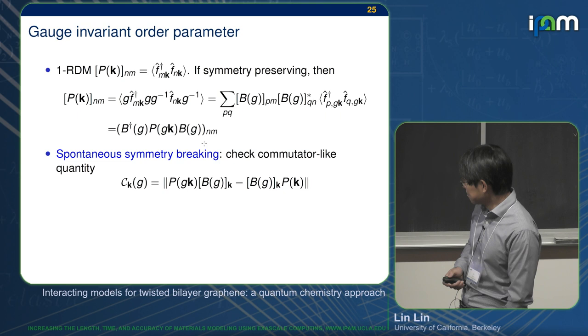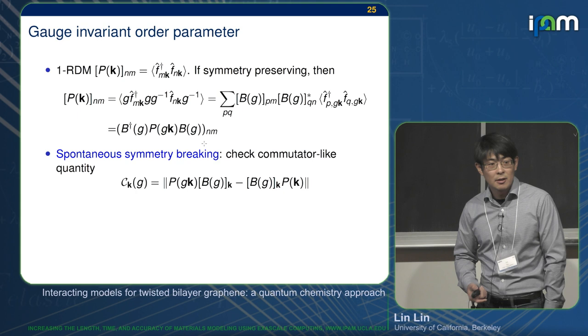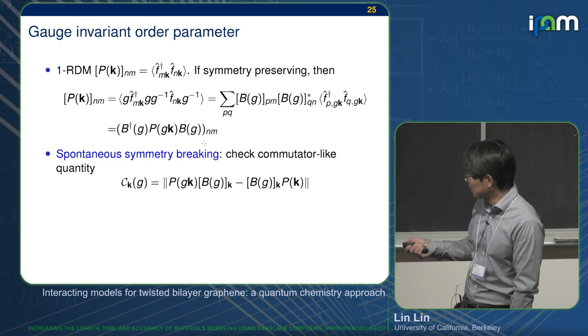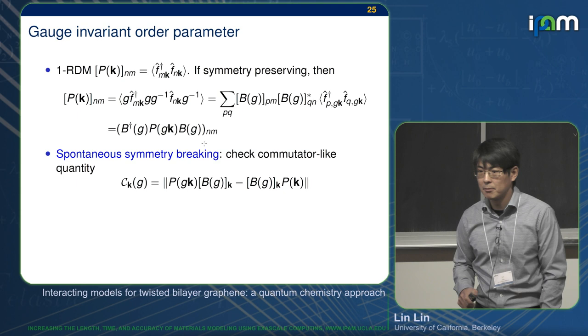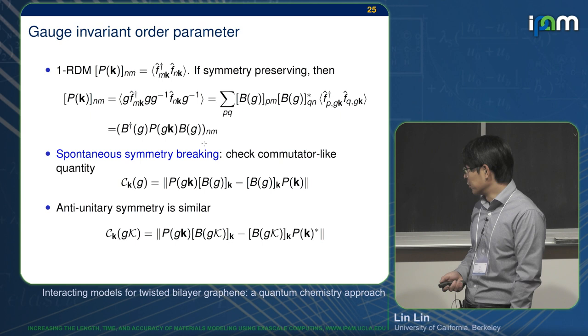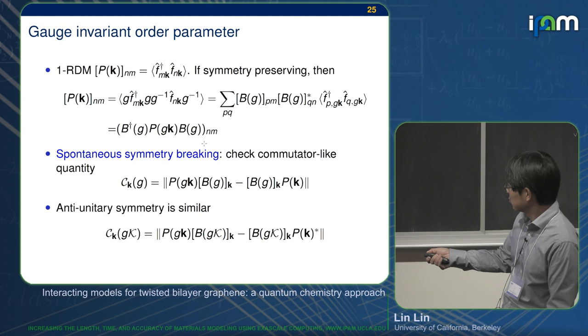Therefore, you can also apply the same thing to the Hamiltonian and find that it preserves the symmetry. If there's a spontaneous symmetry breaking, you can check this commutator-like quantity. If it is not zero, then the symmetry is broken. You can prove this is gauge invariant. You can work with any basis you want, and you will always end up with the same number, assuming you use a unitary invariant norm. Anti-unitary symmetry is similar. You just need to pay attention to the right place to put the stars, and also when you construct the Sewing matrix. You can find more details in our paper.